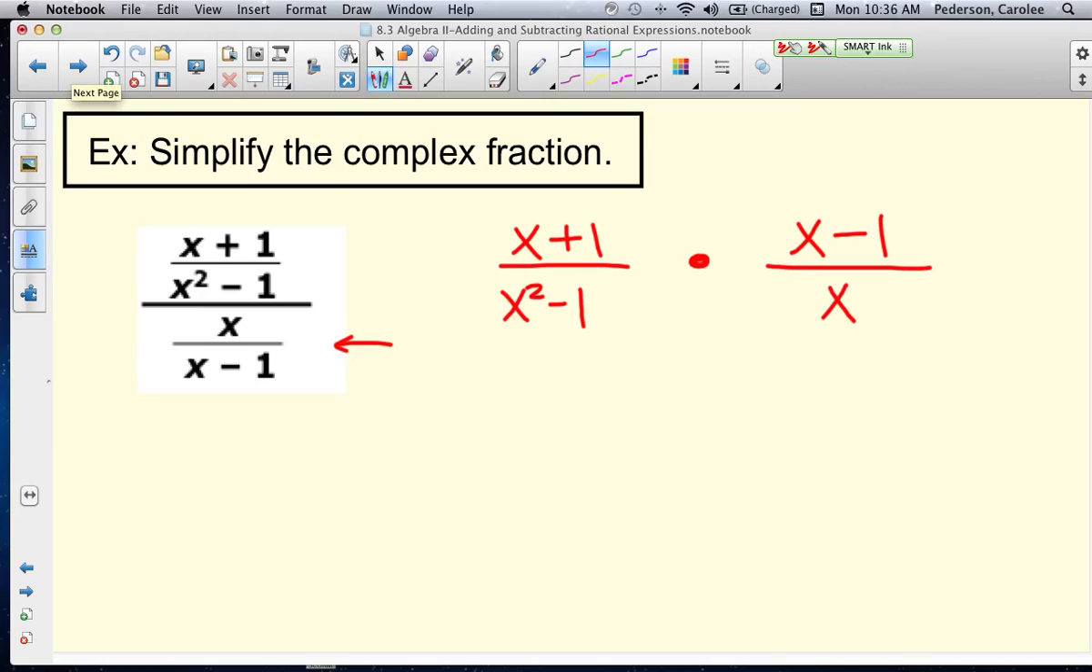Now before we move on, we want to see if we can factor anything. Well, there is one piece that is factorable. It's the denominator of the first fraction. That can be factored as the difference of two squares, x minus 1, x plus 1.